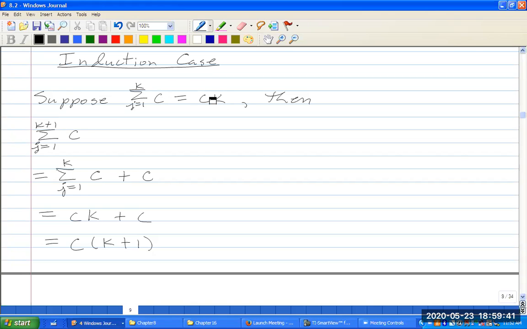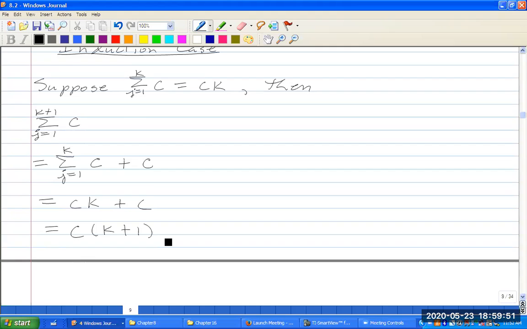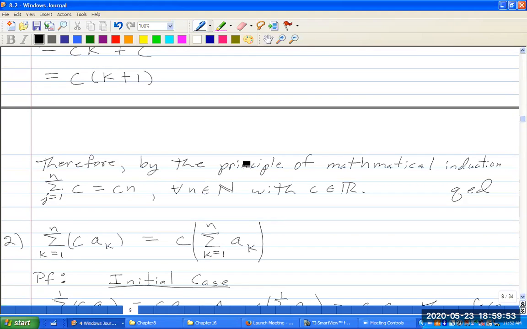Therefore, I've shown that the induction case is true, that the induction hypothesis implies that the next term is also true. So therefore, by the principle of mathematical induction, we have that the sum j equal 1 to n of c is equal to c times n for all natural numbers n, with c being some number, let's say in some arbitrary field. So I'm done with that proof.